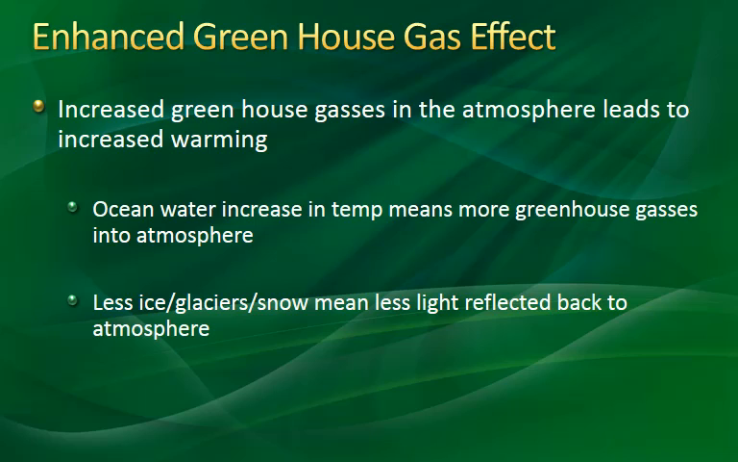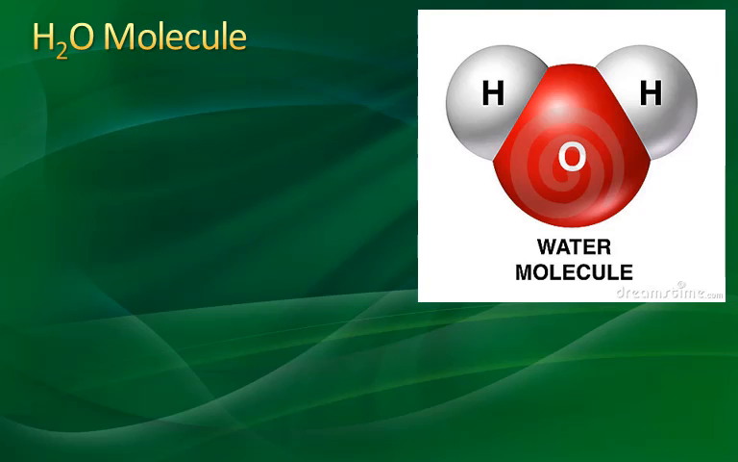Okay, so with the enhanced greenhouse gas effect, we have the fact that enhanced greenhouse gases lead to increased warming. That's because with ocean water, as the temperature increases, there's more evaporation. You have more water molecules in the air, and so you have the increased greenhouse gas effect. And then if you have less ice, glaciers, snow, that means that there's less reflected back into the atmosphere. Therefore, more light is absorbed by the Earth, and we have more infrared that can be sent out from the Earth and then absorbed by the greenhouse gases and sent back down. Warming.